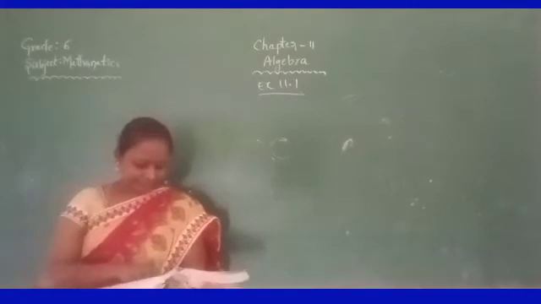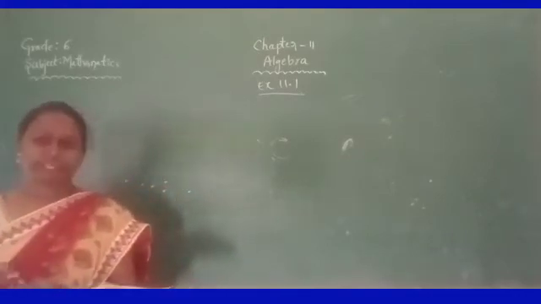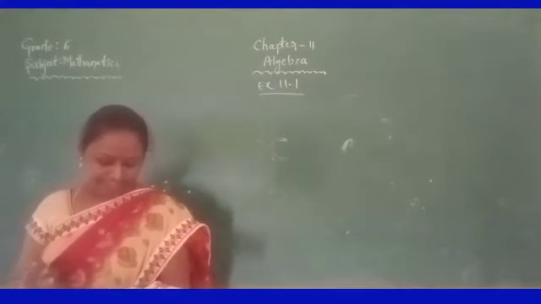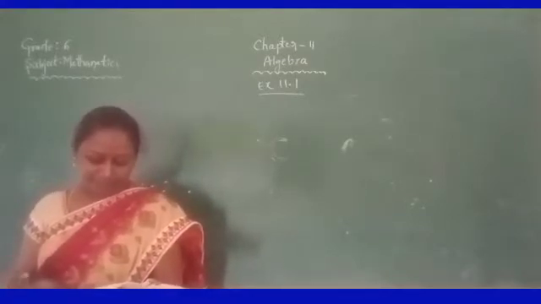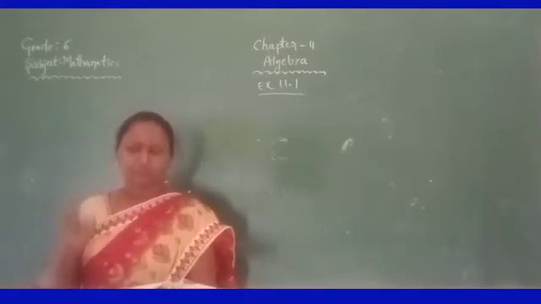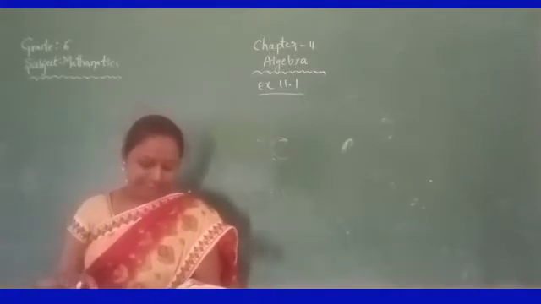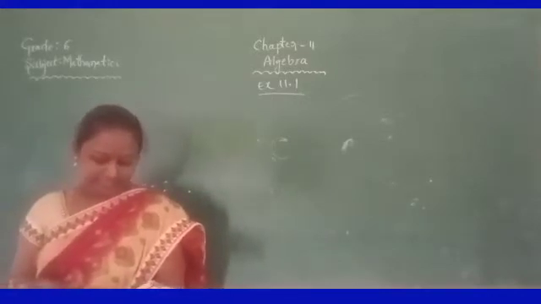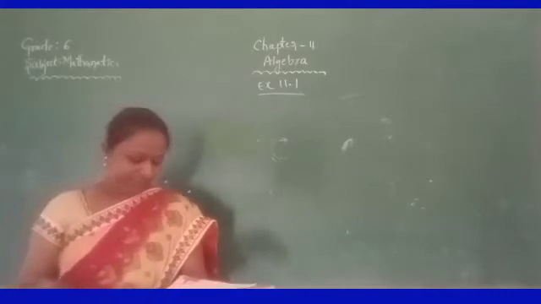Okay, see the first question: find the rule which gives the number of matchsticks required to make the following matchstick pattern. Use a variable to write the rule. So what do you have to do? You have to find the rule, using the number of matchsticks needed to make the pattern. You have to use a variable.